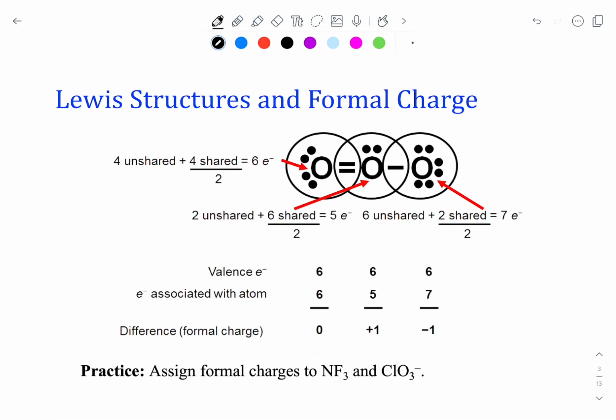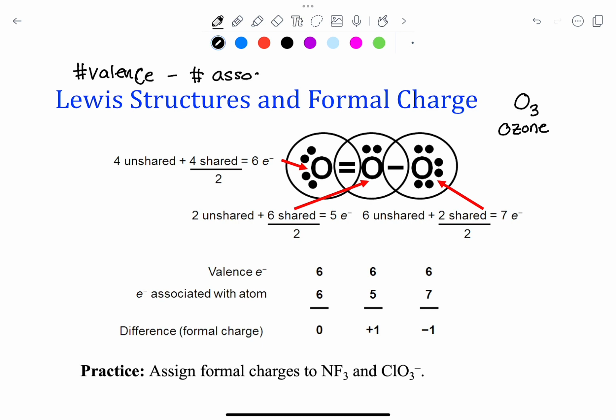So let's look at the structure O3. This is called ozone, like what's in our atmosphere. Ozone, O3. Okay, so for each oxygen, what we're going to do is take our number of valence electrons and subtract off our number of associated electrons. And that's going to give us our formal charge. And we're going to make sure we keep our signs as is, because that's going to tell us if the charge is either positive or negative.